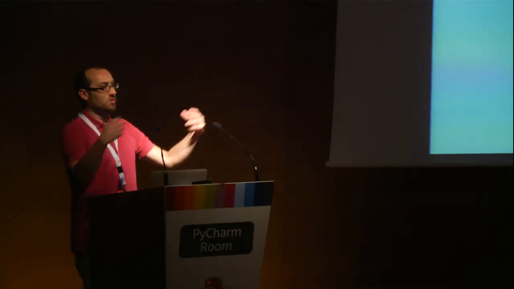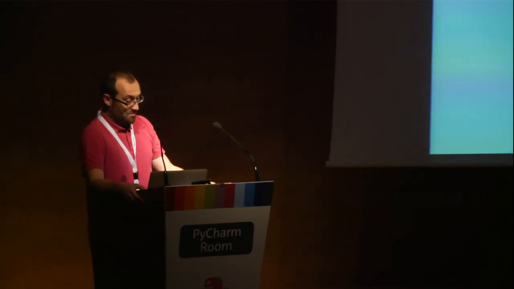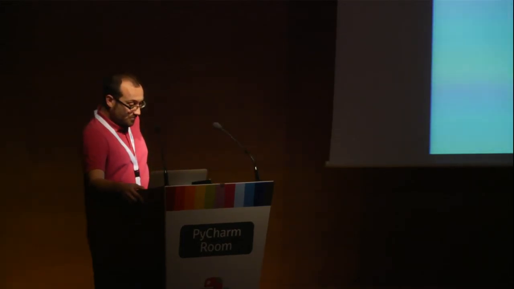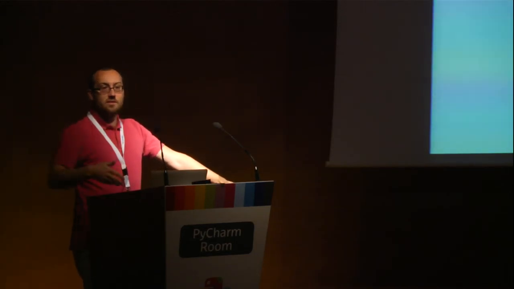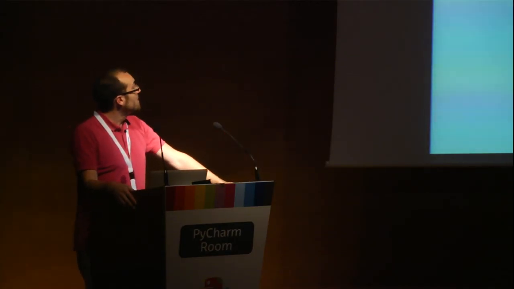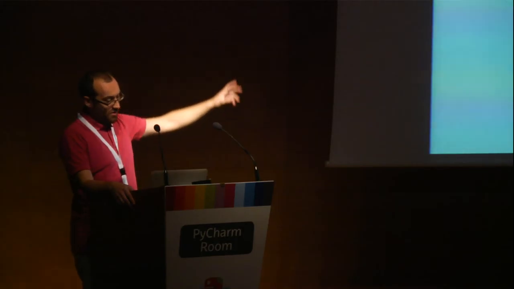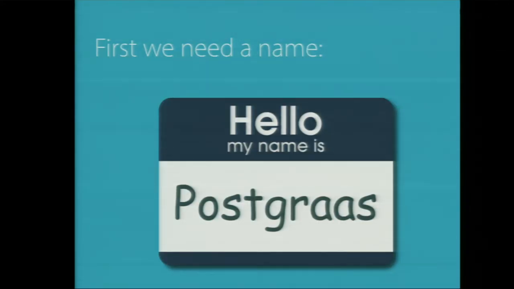Of course, simple machine consumable APIs. And it should somehow persist the state. So if I create an instance, I can then see how many instances I've created and so on. And this we store in some kind of metadatabase. But, and that's the most important thing, it should be as simple as possible. That should always be the case. So first we need a name, and I called it the Postgres as a service. So that's good enough, I think, for the moment.